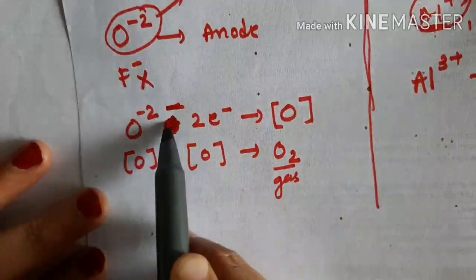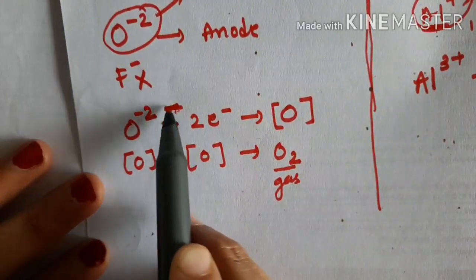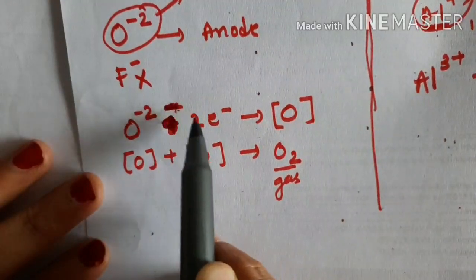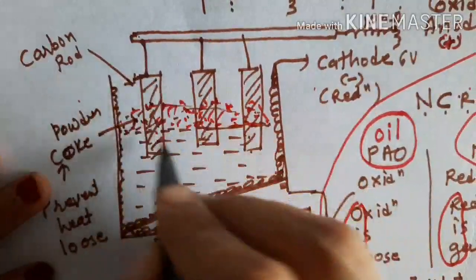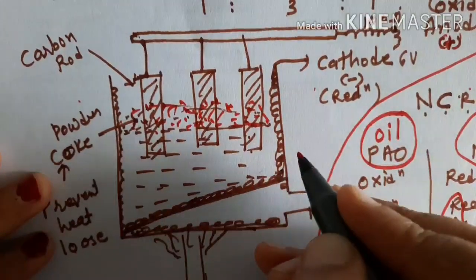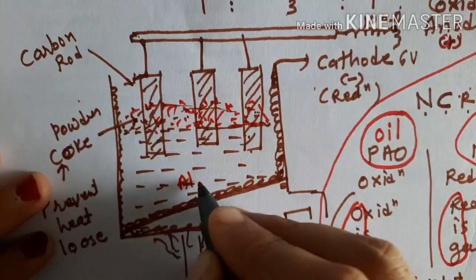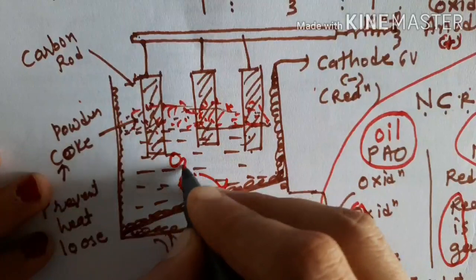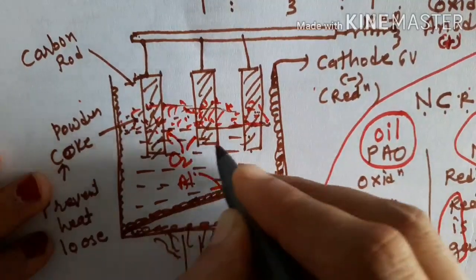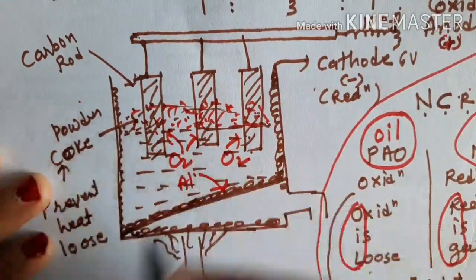Okay, I clarified, students, it was my mistake. As I told you, it is the loss of electrons, so it will come here. I hope you understand this. Now what happened in this reaction? We learned that aluminum is liberated on the cathode and oxygen is liberated on the anode. This is the anode, here the oxygen is liberated.